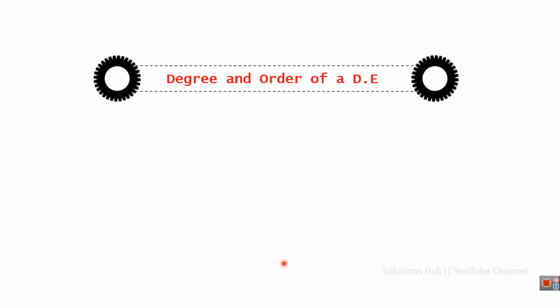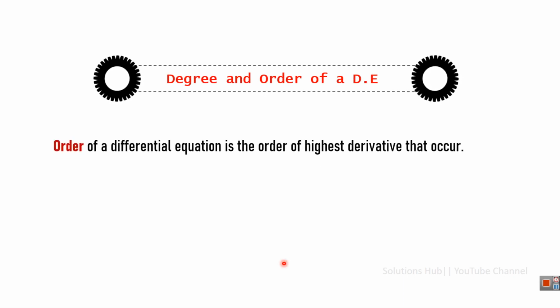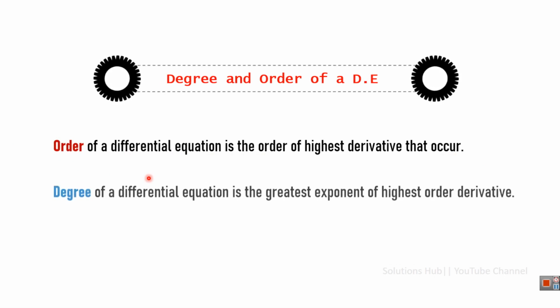So let's talk about the degree and order of our differential equation. What is the order of a differential equation? The order of a differential equation is basically the order of the highest derivative that occurs. In a differential equation, the highest derivative appearing in that particular equation will be called the order of the entire differential equation. And what is called degree?